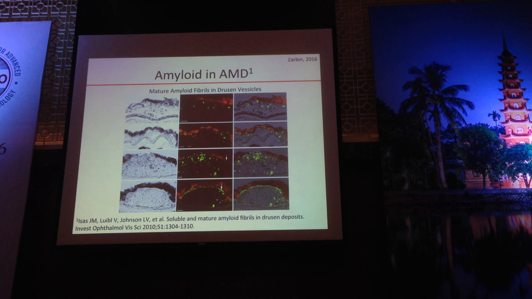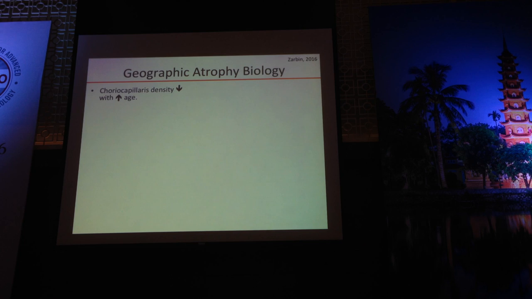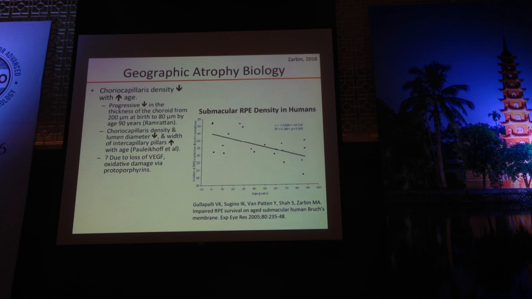Well, how do the changes in Bruch's membrane lead to progression of disease? Well, that leads us to thinking about the changes in the choroid capillaries in age-related macular degeneration. As we get older, the choroid capillary density decreases. In fact, the thickness of the choroid decreases from around 200 to around 80 microns just with aging, not with age-related macular degeneration. But in age-related macular degeneration, you see even more exacerbated changes.